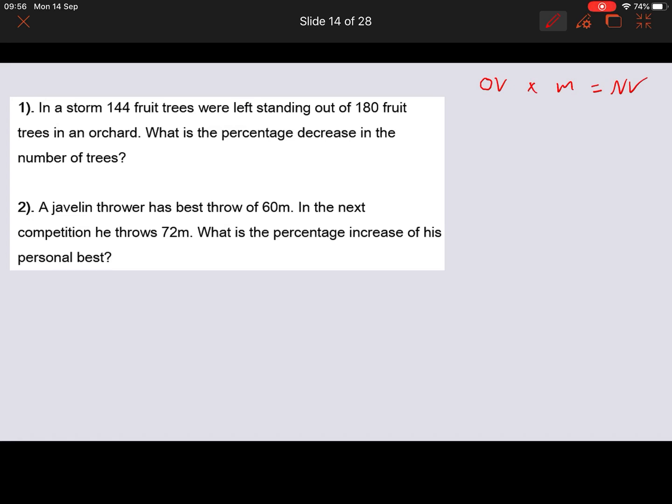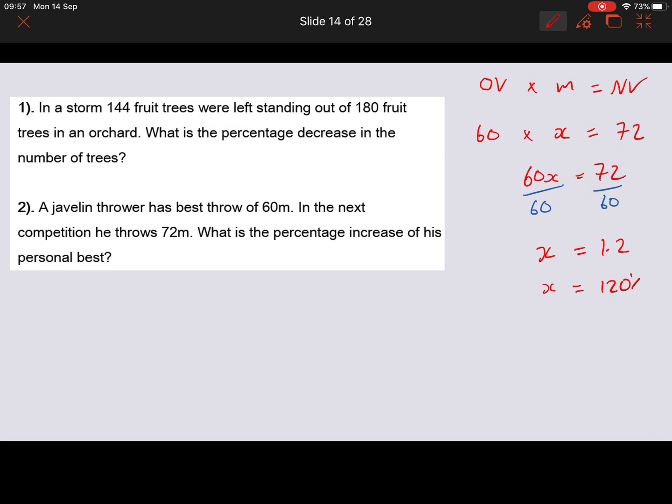Okay? Right, let's do the second question. Second question says, a javelin thrower has a best throw of 60 metres. In the next competition, he throws 72 metres. What is the percentage increase of his personal best? So again, old value was 60 times the multiplier, which we don't know, is equal to the new value, 72.